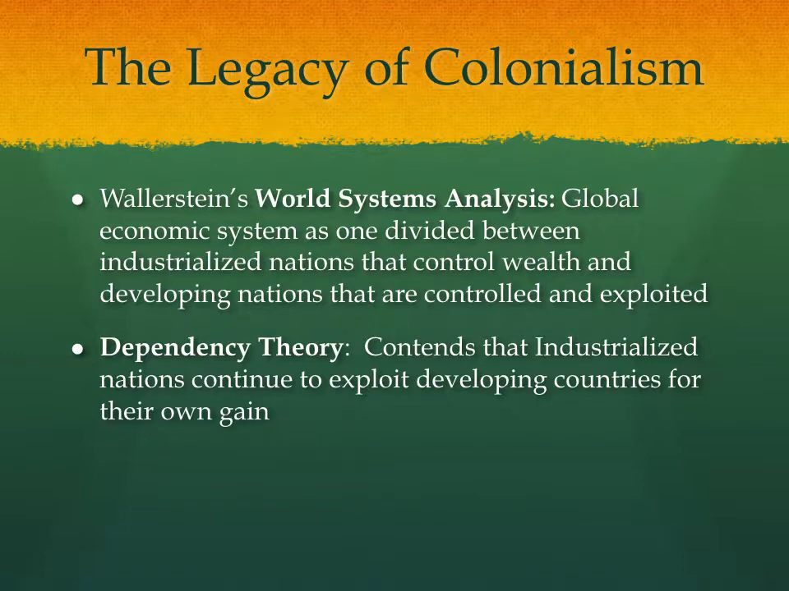Okay, so that leads us to Immanuel Wallerstein, who's a sociologist and theorist who developed a theory called world systems theory. And what he argues is that the global economic system can be divided between industrialized nations that control wealth and developing nations that are controlled and exploited. And so his version is kind of like a dependency theory. And it says that industrialized nations continue to exploit developing countries for their own gain.